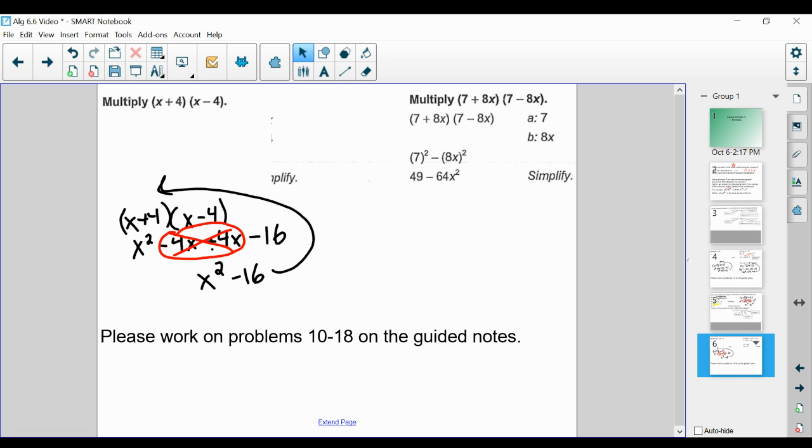And this is the end of chapter 6 and the end of dealing with binomials for right now in this chapter. So with this in mind, please work on problems 10 through 18 on the guided notes.